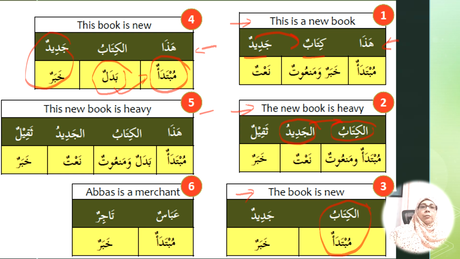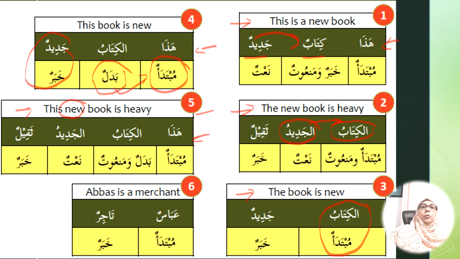And in the fifth sentence here, hadha al-kitabu al-jadidu thaqilun. This new book is heavy. So here we see that new is functioning as an adjective, right? Okay, so let's take a look at how this is broken down.